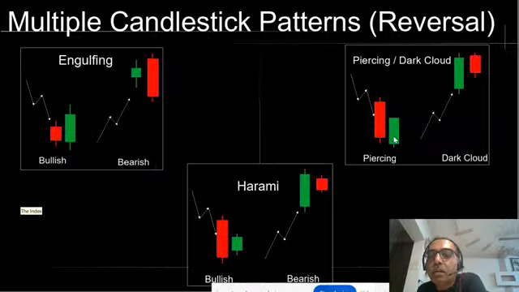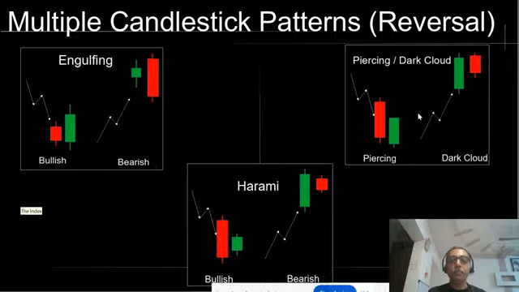The trade that could be taken is 1 point above this high. A trader can place a buy order, and the stop loss would be just below this wick, the lowest of this price. And then depending upon how the price action moves, he would start taking the profits. These are the reversal patterns.